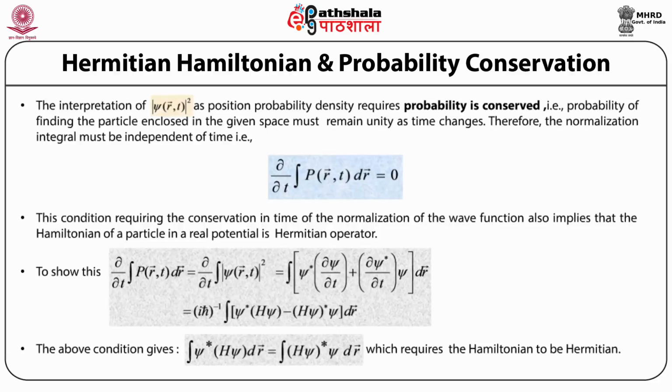This result comes out because we know that the normalization integral is independent of time. So the condition that we have just discussed requires that the Hamiltonian has to be a Hermitian operator. That means that it will always give real eigenvalues.